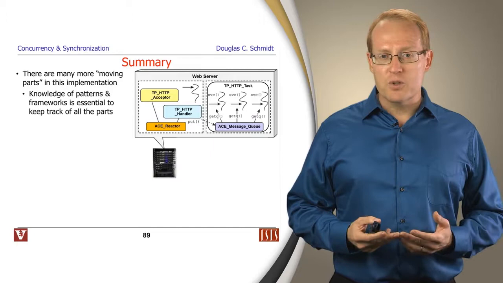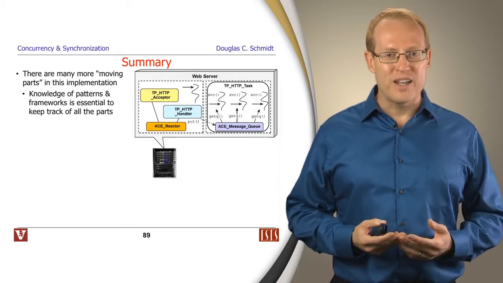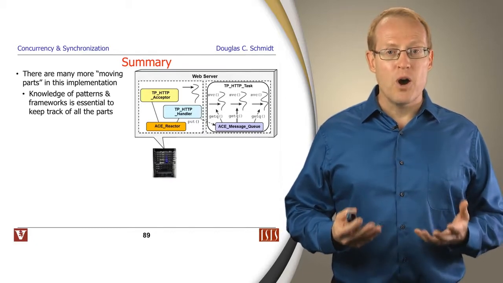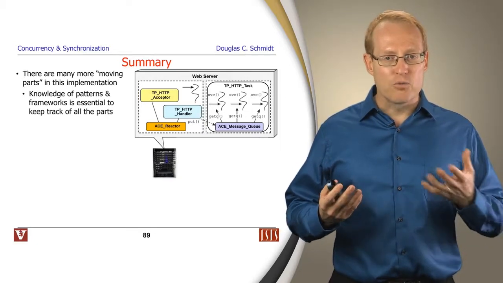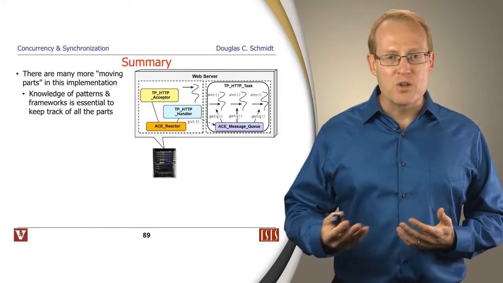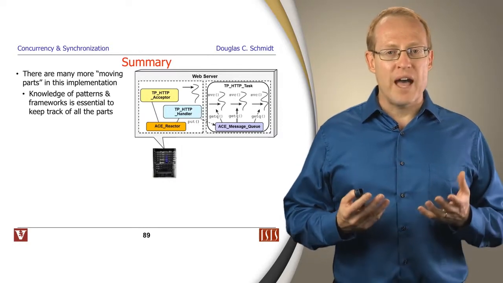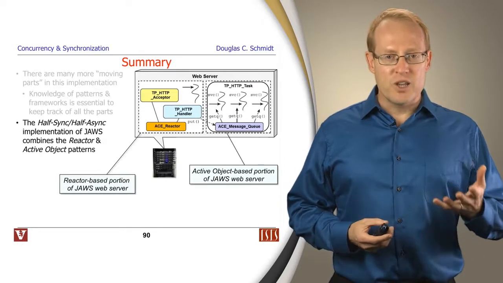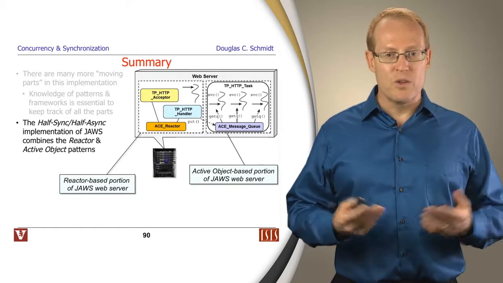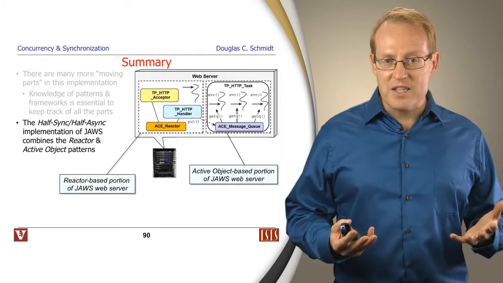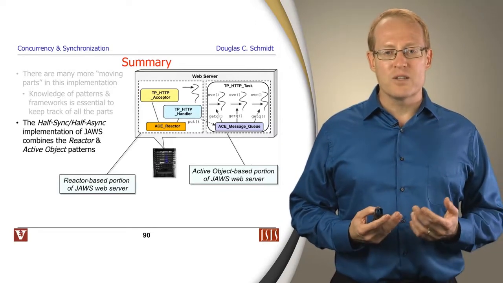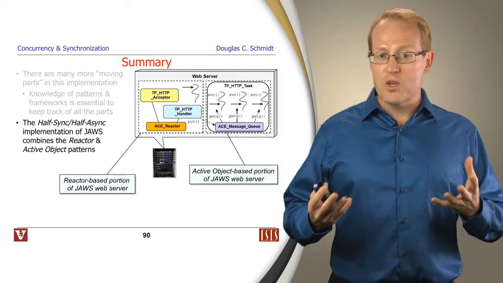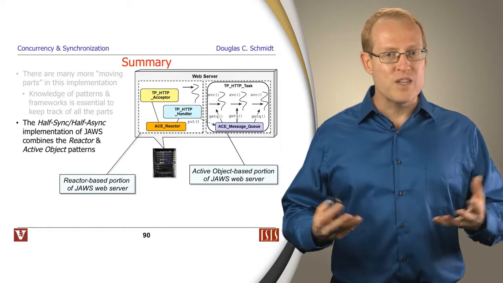So to summarize this particular section, this particular part in the module, it turns out that even though there are lots of moving parts, we can keep track of the roles and responsibilities, the way in which those moving parts relate to each other, by a firm understanding of patterns and frameworks. The particular patterns that we've used here are the half-sync, half-async pattern. And of course, that's going to be able to combine the reactor pattern with the active object pattern. So now we're able to reuse these patterns we've talked about in previous examples.